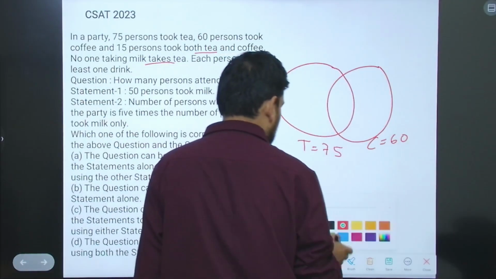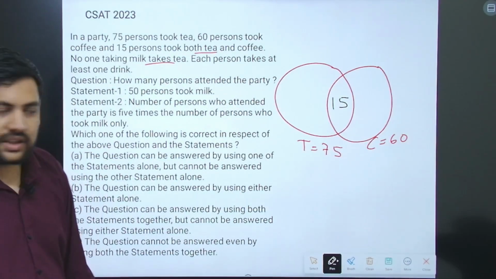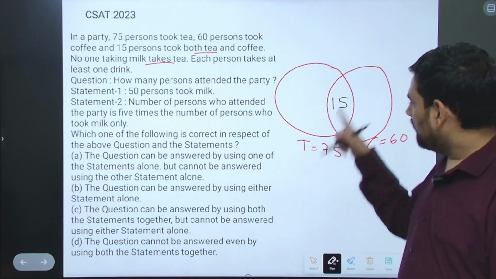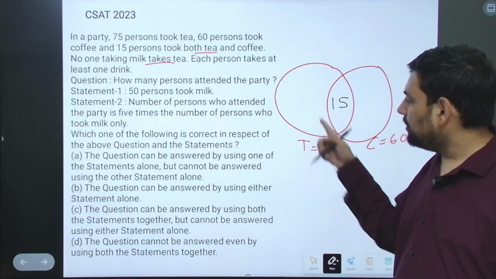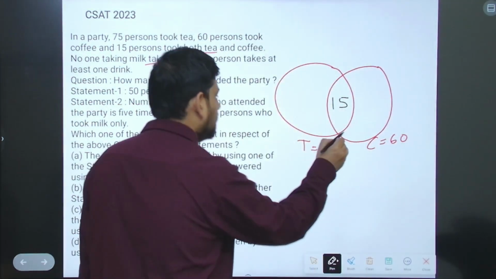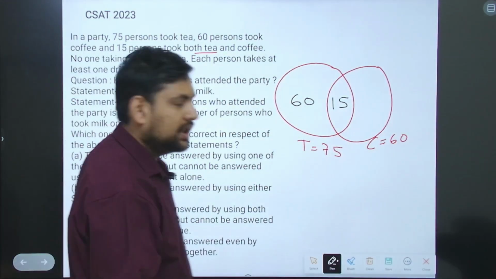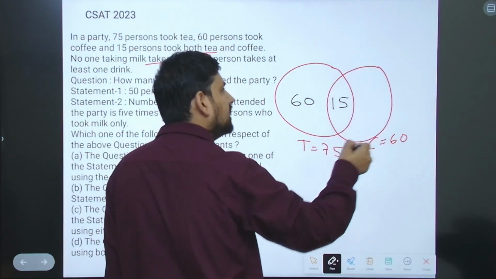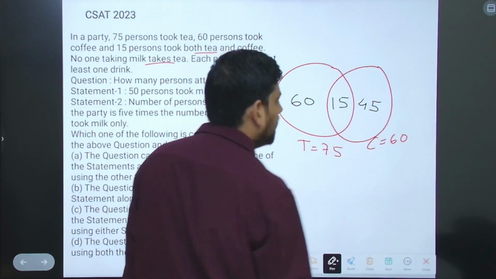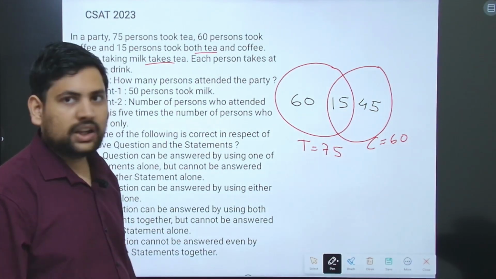So 15 people took both tea and coffee. This is fine. Now one thing you can find out right here is, if 15 people took tea and coffee both, how many people took only tea? That means if this whole thing is 75 minus 15, so this comes out to be 60. Similarly, if this whole is 60, and this is 15, that means this is 45. So 45 people are drinking only coffee or not drinking tea.